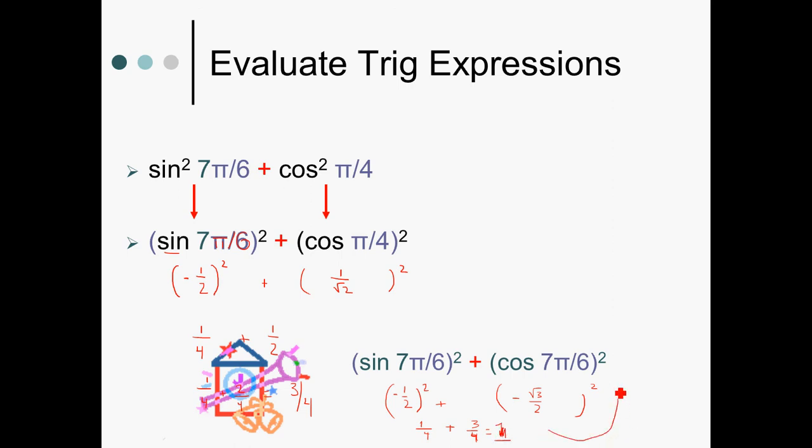Hold on a second. Hey, this is the sine of an angle 7 pi over 6 squared plus, actually let me do it this way, sine of the angle 7 pi over 6 squared, this is the cosine of that very same angle, so I can call it theta and square it, and I found out that equals 1.